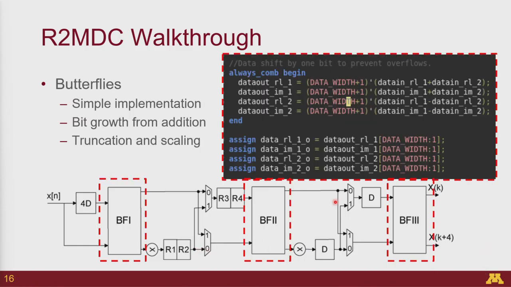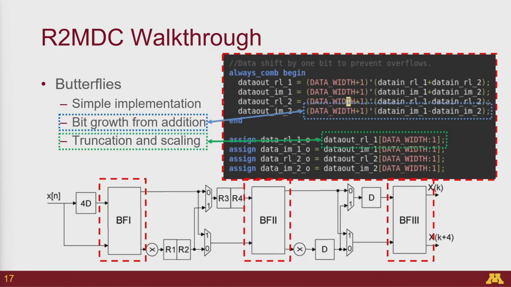First, let's look at the butterfly example. This is a simple code which directly implements the butterflies as the definition is. As I described, we have a real path and an imaginary path, so real 1 is the sum of the 2 real inputs, and real 2 is the subtraction of the 2 real inputs, and similarly for imaginary 1 and imaginary 2. If you remember the diagram, we had 4 adders. This is literally the implementation of those 4 adders.